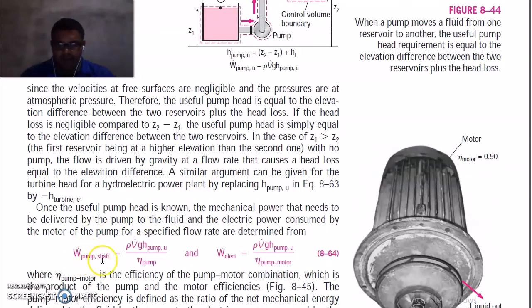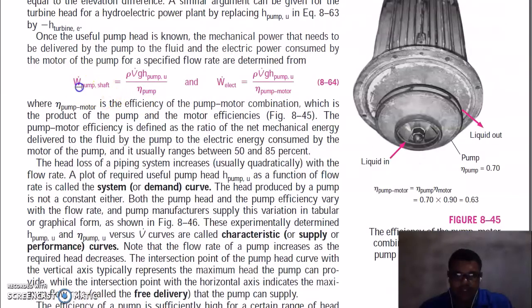So pump shaft work is equal to volume flow rate times density, which gives you mass flow rate, times gravity times head of pump, which you can calculate from here. And this is your pump efficiency. So this is your shaft work, because the pump is not fully efficient, it is not able to convert the whole of the shaft energy into the head of the liquid. So there must be some pump efficiency. Now once you know the shaft work, you can find the electric power needed to run a motor, because the motor also has some efficiency.